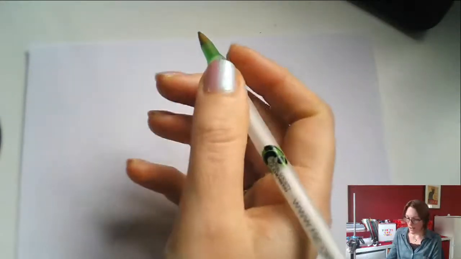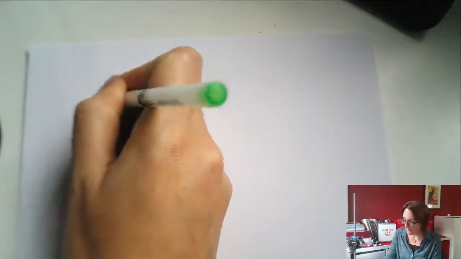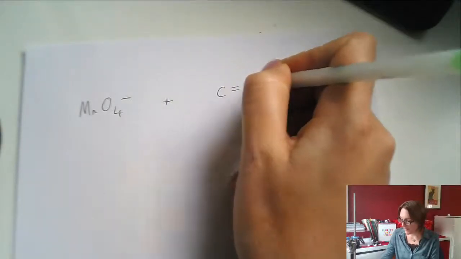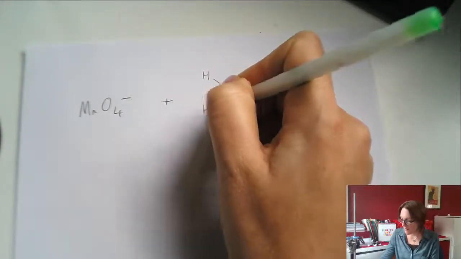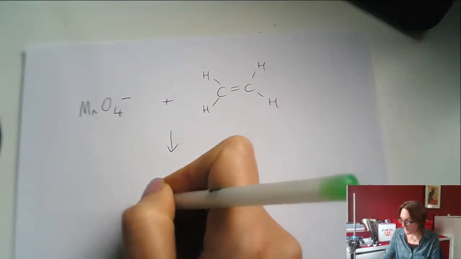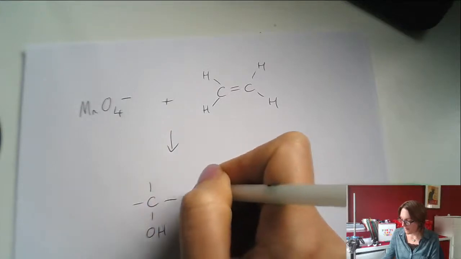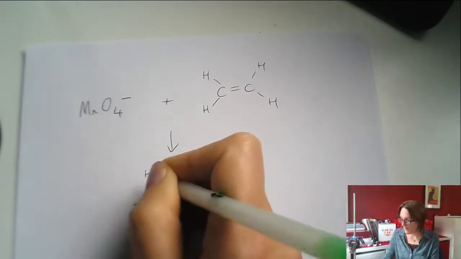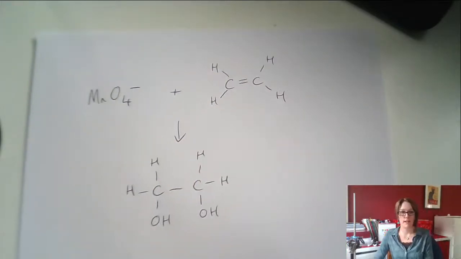That's better. Okay, so one of the things you might have found out is that you can add manganate, MnO4-. That's a very commonly used oxidizing agent for inorganic reactions such as iron 2 to iron 3. If you react that with an alkene such as ethene, this is a very specific reaction which results in a diol being formed. So you add OH groups across the double bond.